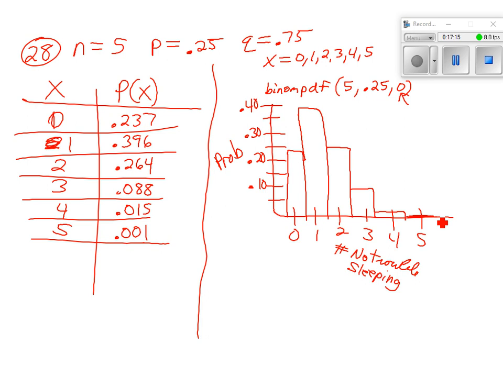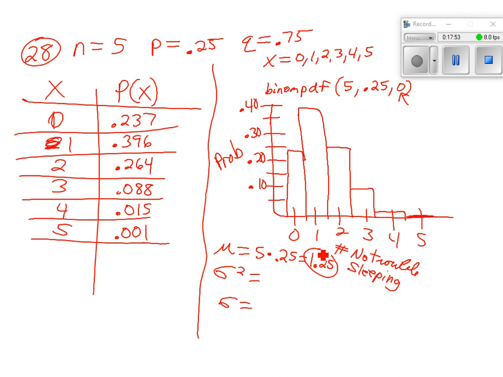Then they also ask us several other questions. I don't remember what they were though. Graph it. Find the mean, variance, and standard deviation. How do we find the mean? N times P. So 5 times 0.25 goes 1.25. So that's our mean.